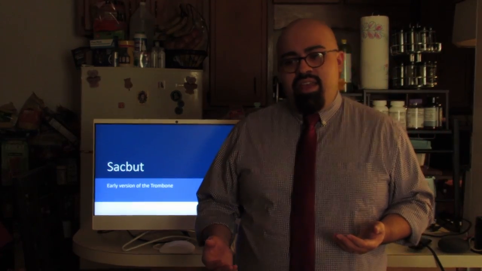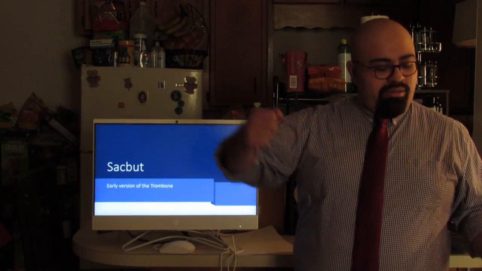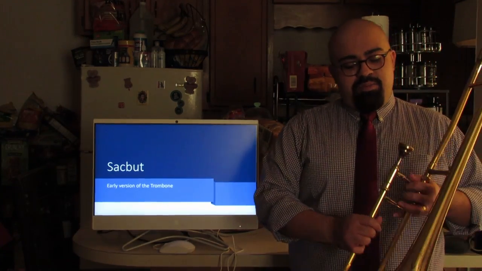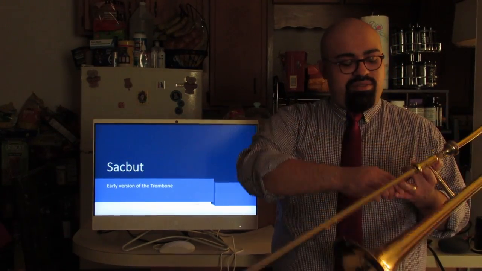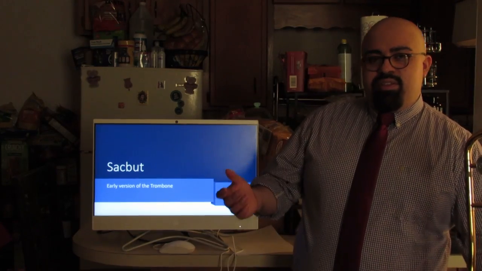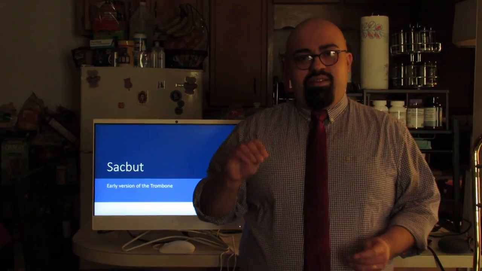Okay. So the name sackbut actually comes from the word sake, and that is referring to when you draw out like a sword from a sheath. And this is because of the way the trombone is played. It uses a slide, so you would take a sword out almost. Whereas other instruments at the time they use keys or holes to play their notes.